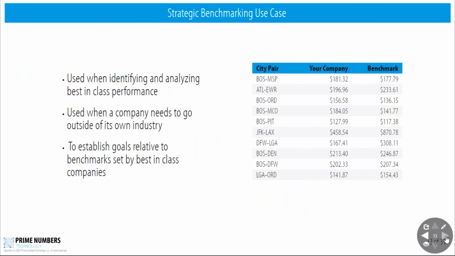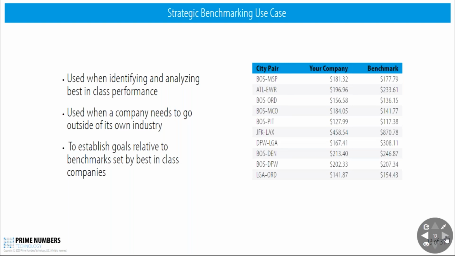All right, so the use case. Here we're looking at identifying and analyzing the best in class. It's used when a company also needs to go outside of its own industry, which could happen for a number of reasons. Maybe you're a new entrant to the industry, and you're much smaller than all of your competitors. Or maybe you need to go outside of your industry because your industry is a very established industry with really high expenses, and you're trying to drive a different way. You're trying to look at low cost, for example.